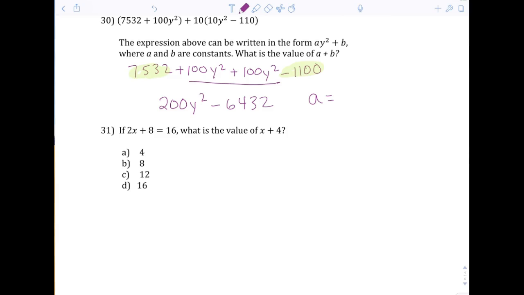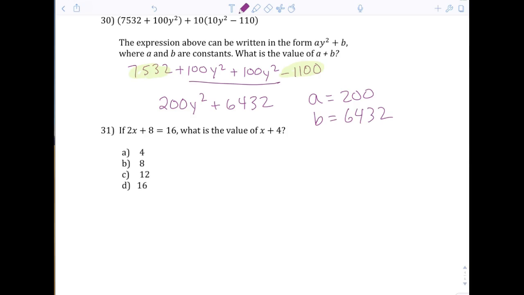So it'll be... Hurry up, Mia. 200. 200. Thank you very much. And then tell me what B is. 6,432. 6,432. Perfect. I actually put minus. Of course it was plus. So now, Leighton, what's my final answer going to be?